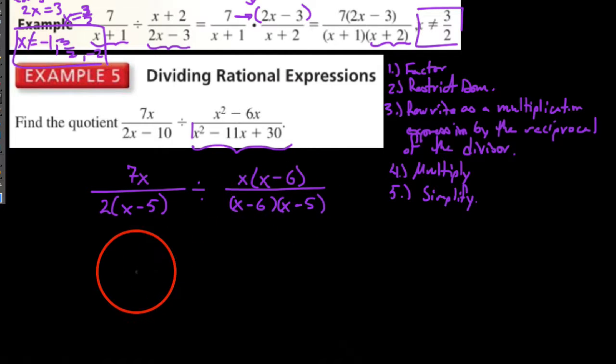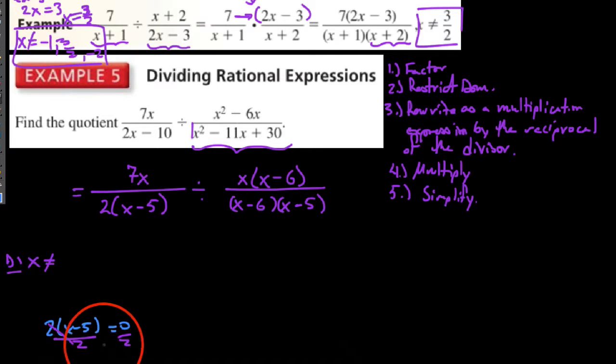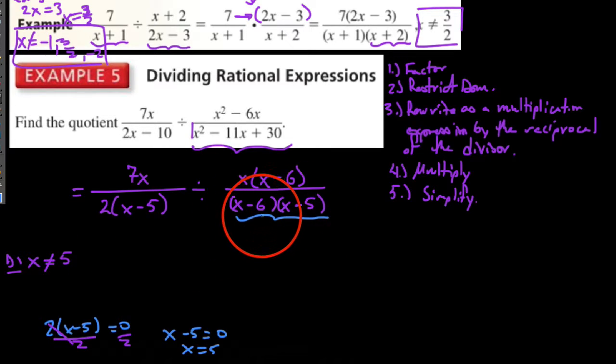With what we see, we are now going to restrict the domain first. Don't want to forget to do this. We would say all x values such that x cannot be equal to what? If we set everything in the denominator equal to 0, if you set 2 times x minus 5 equal to 0, we divide both sides by 2. So x minus 5 still equals 0, and then x equals 5. So we cannot use an x value of 5. Also over here, setting these equal to 0, we're going to get 5 and 6. So 5 and 6 must be restricted from our domain.